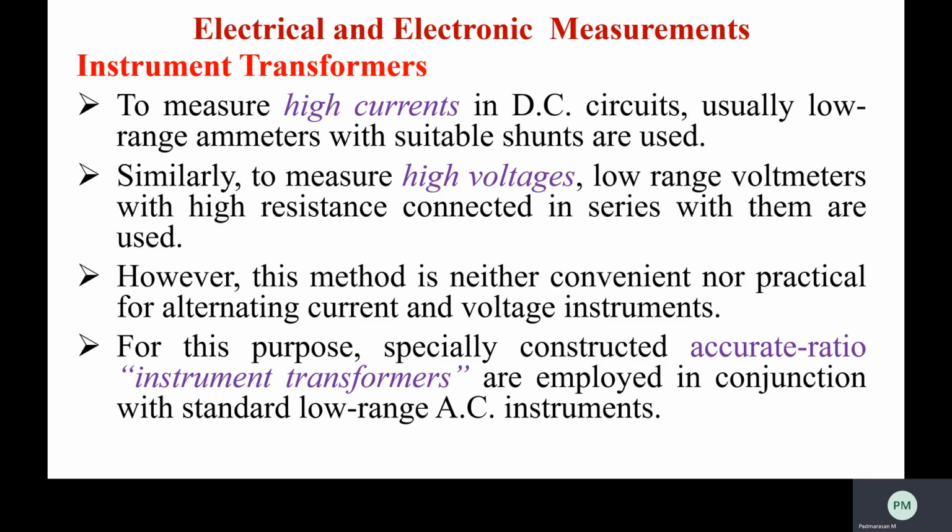Generally, this method is neither convenient nor practical for alternating current and voltage instruments. It is generally suitable for DC circuits only. So for this purpose, specially constructed accurate ratio instrument transformers are employed in conjunction with standard low range AC instruments.